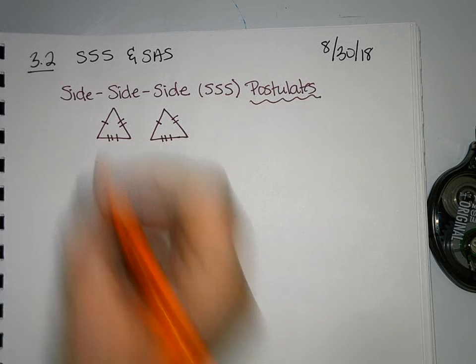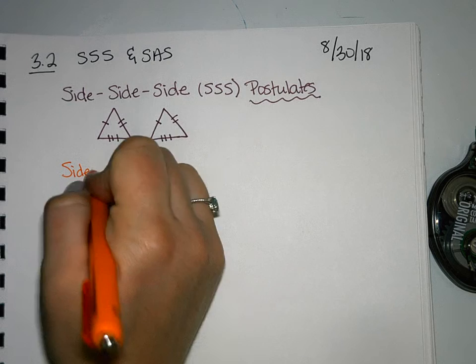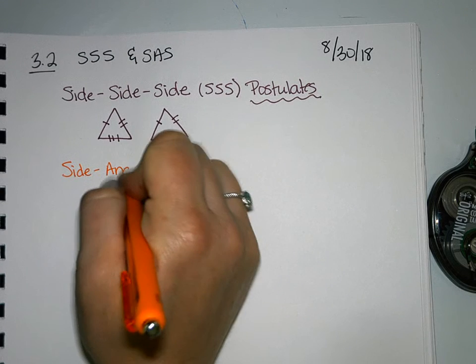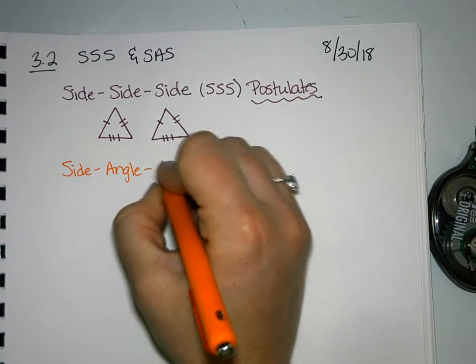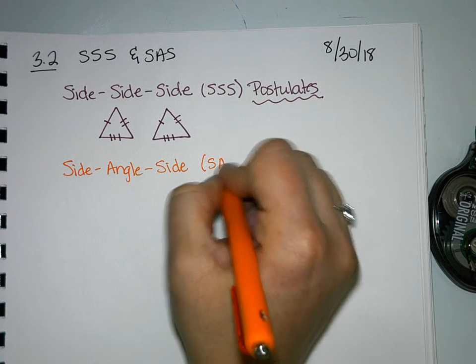Our other postulate for today is called side, angle, side. We abbreviate it SAS.